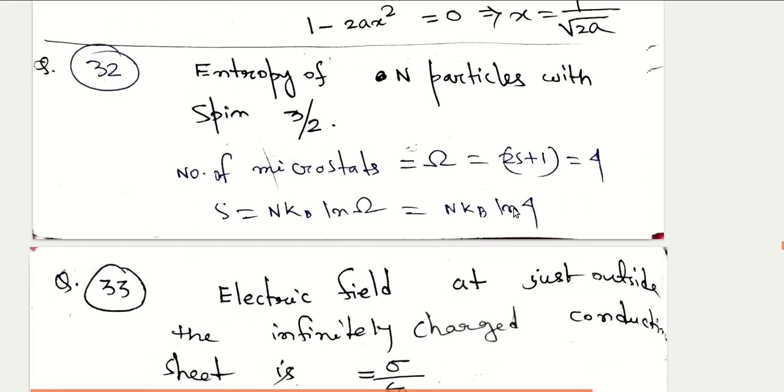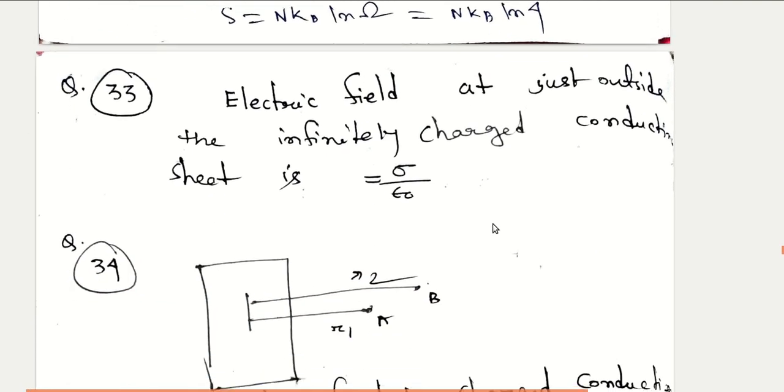Next, you need to find the entropy of n particles with spin 3 by 2. The number of microstates omega will be equal to 2s plus 1, with s equal to 3 by 2, so that will be equal to 4, and total entropy will be n k_B ln omega, which is n k_B ln 4. So this was the option.